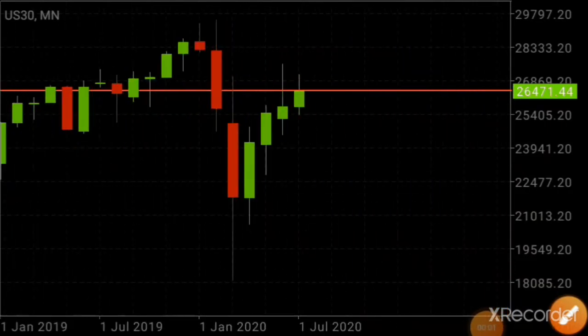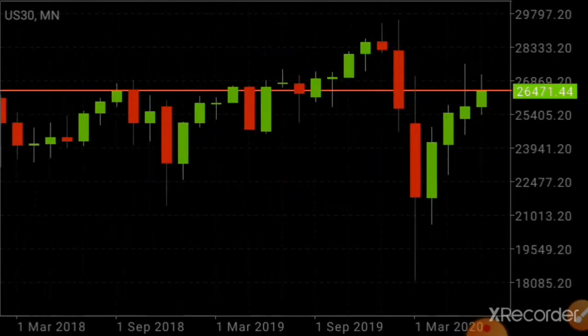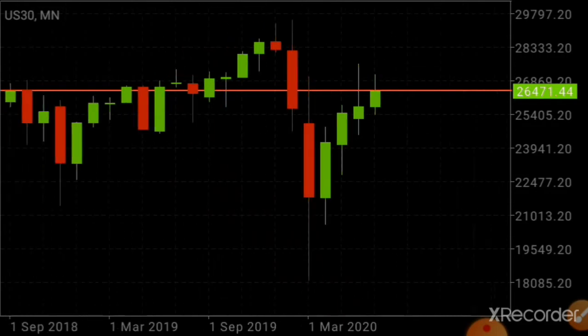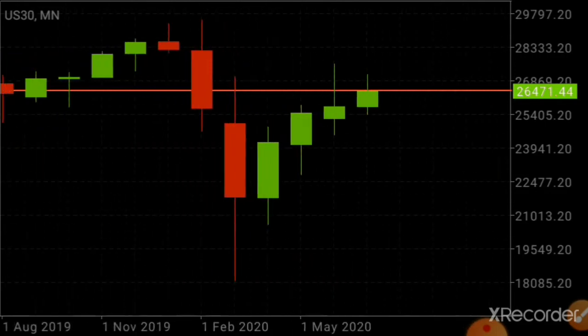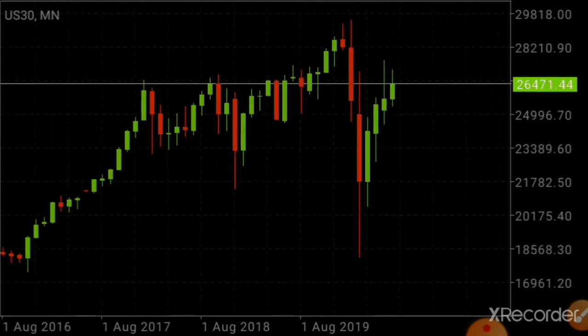I want to be teaching you guys how to trade the US 30. Today is Saturday, so I'll be teaching you guys how to trade US 30. So now we're on our monthly chart. As you can see, US 30 is in an uptrend, so we can't really get anything from here.